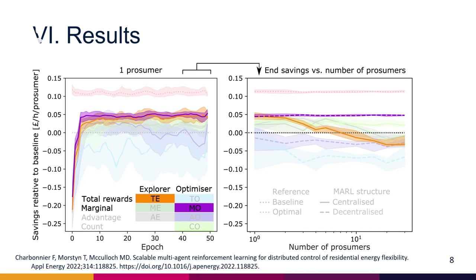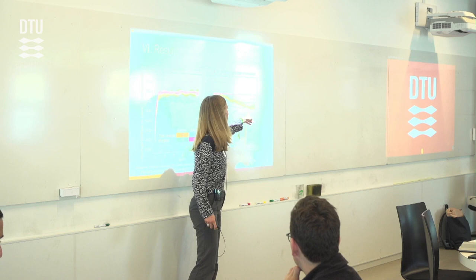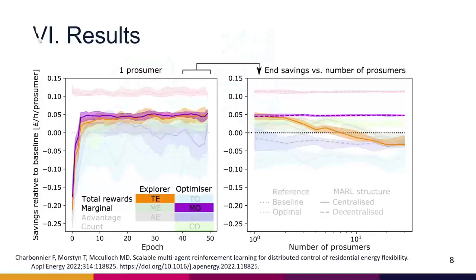And then on the right-hand side, I'm showing you the final rewards after policies have been learned, how well we're doing, depending on the number of prosumers. You can see for one agent, standard multi-agent reinforcement learning does really well. The standard one is the orange one, where we're just giving agents the total reward, learning from random explorations. But that methodology was designed for one agent. So as you scale, you get worse and worse results until you obtain results that are actually worse than the baseline. So you might as well not do anything smart because you're doing things worse.